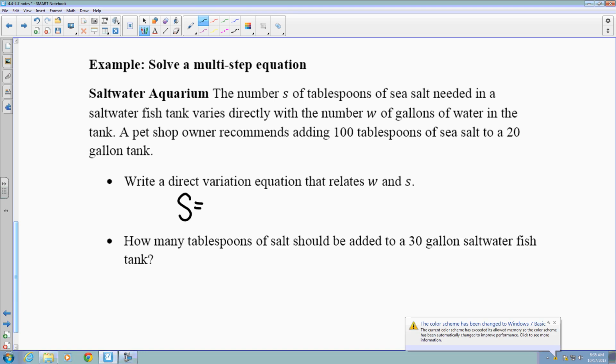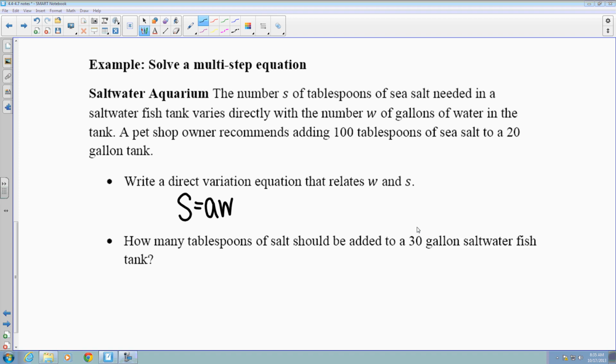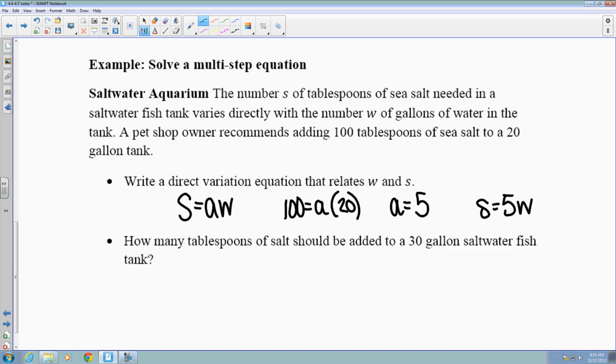So it's going to be S equals A times W. We don't know what A is. We need to find our A. We're given S and W for one situation, so we're going to solve it for A. We need 100 tablespoons of salt for 20 gallons of water. So we divide salt by water for A. A is 5. So our equation is S equals 5W.